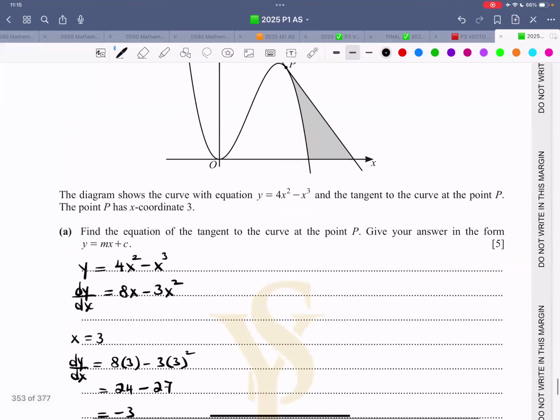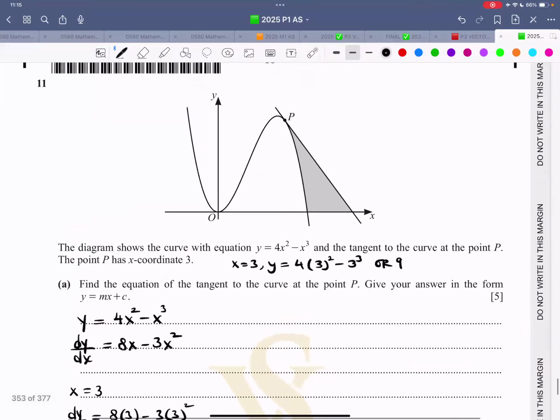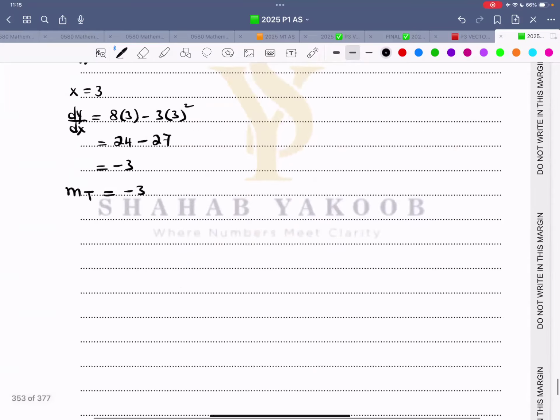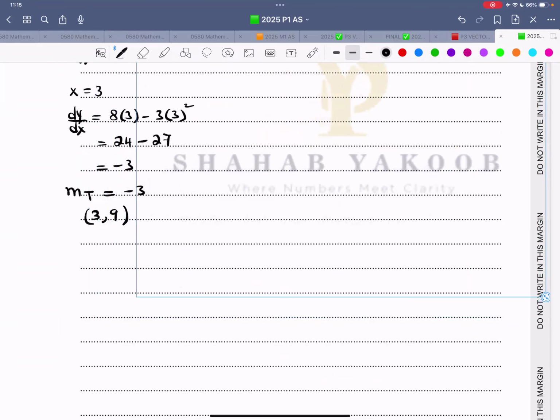Gradient of tangent is -3 because that's dy by dx. Now let me also plug in when x is 3, y is how much? Y is 4 into 3 square, I can also take common minus 3 cube. 3 square is 9. 9 into 4 is 36. 36 minus 27, that comes out to be 9. So the coordinate of P is 3, comma 9. That thing is already there.